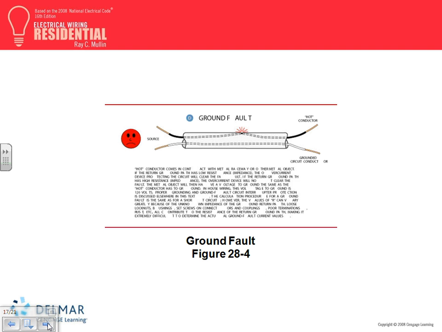So that's an open circuit. The second one is a ground fault. What is a ground fault? A ground fault, guys, is an unintentional connection between a hot conductor and a grounded object. The grounded object could be the neutral. The grounded object could be the frame of this panel. The grounded object could be the grounding conductor, right in here. Anything grounded.